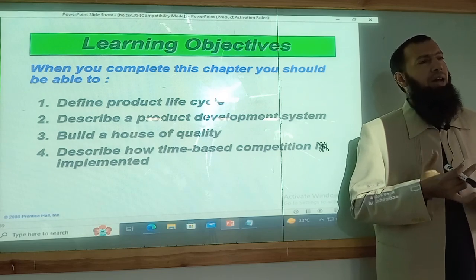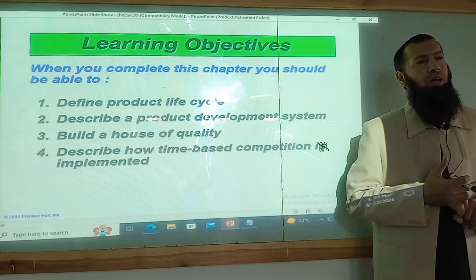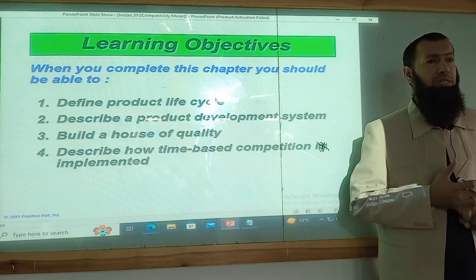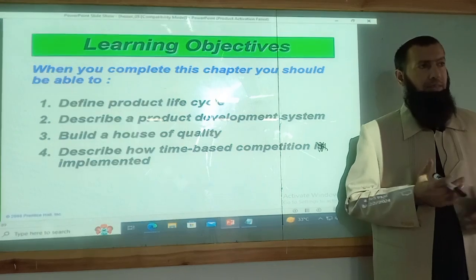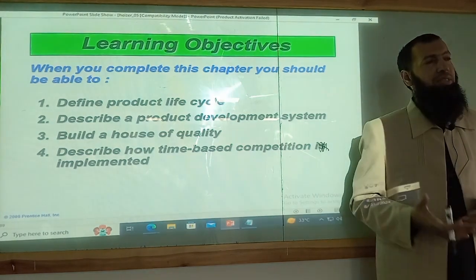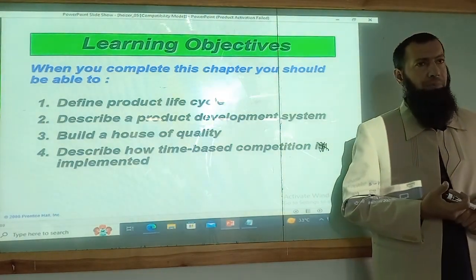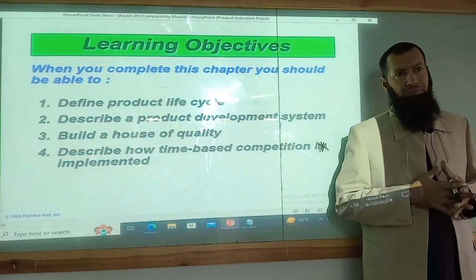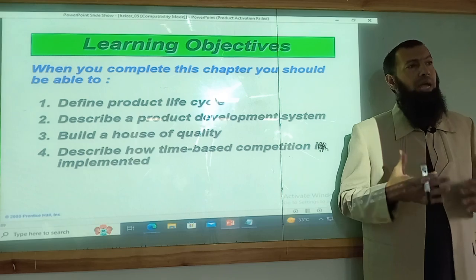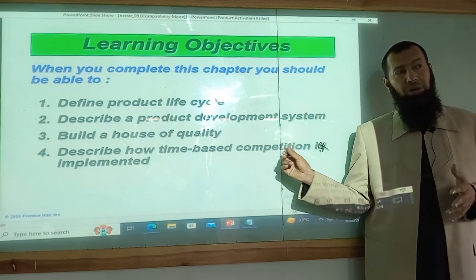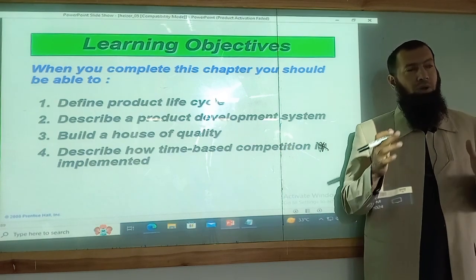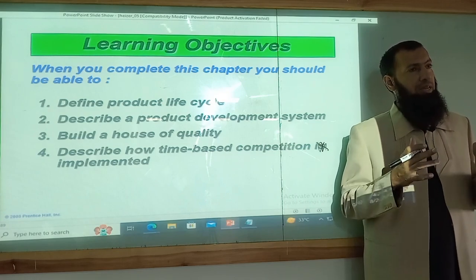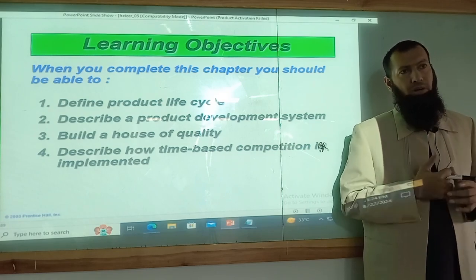I might have mentioned to you before that L'Oreal launches its product every single month. That is why they are different from the other makeup companies. They are the top company in the world. So that's how you differentiate yourself when you launch a product timely. So time-based competition is very, very important. You need to learn whether and when you have to launch a product.